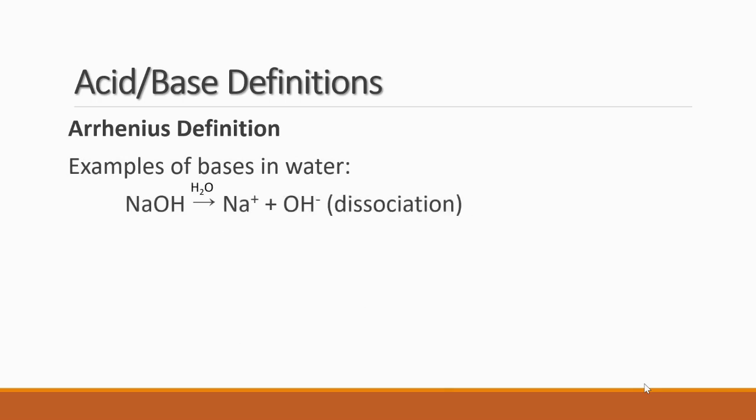Examples of bases in water. There's two different ways that bases make hydroxide when they're placed in water. One is if an ionic compound that has hydroxide is placed in water, the positive ion and the hydroxide dissociate from one another, just like a normal dissociation of an ionic compound, and you make a positive cation and then the negative hydroxide ions. So the formation of hydroxide in water makes this a base.